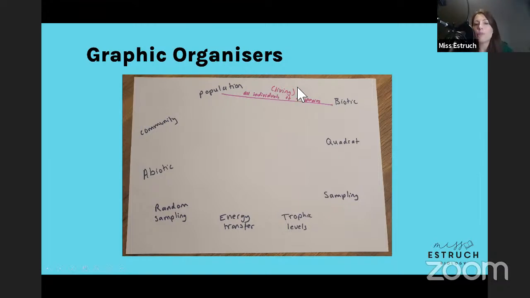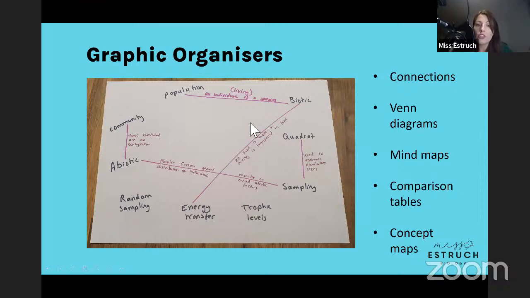So the connection I put in brackets, that is a living factor, and that's what biotic is. You can then see I've got a range of other connections here. So community and abiotic factors combine together to make an ecosystem. Abiotic factors affect the distribution of individuals, and that's something that you can monitor in sampling. Quadrats are used in sampling to estimate a population size, and so on.